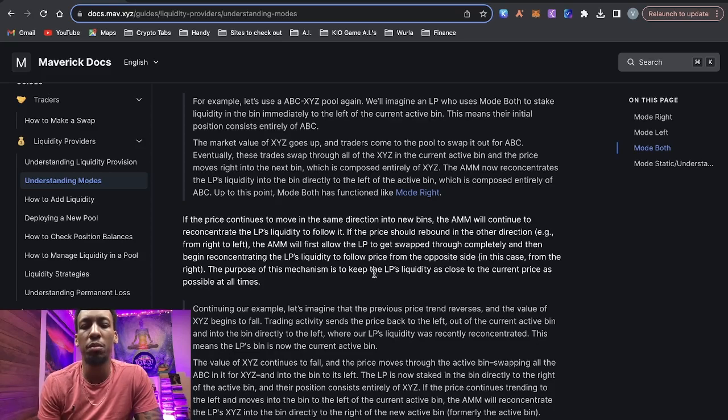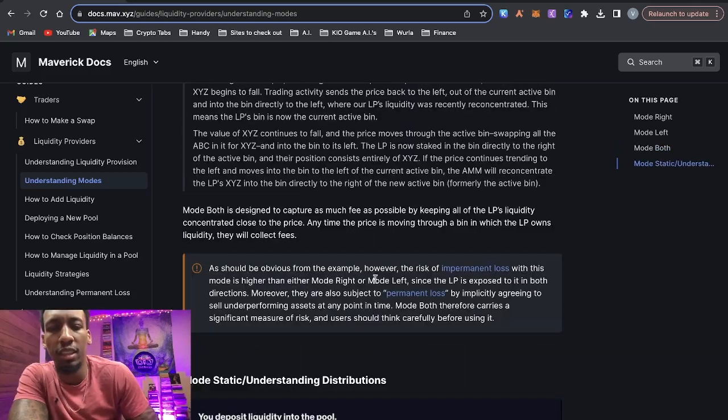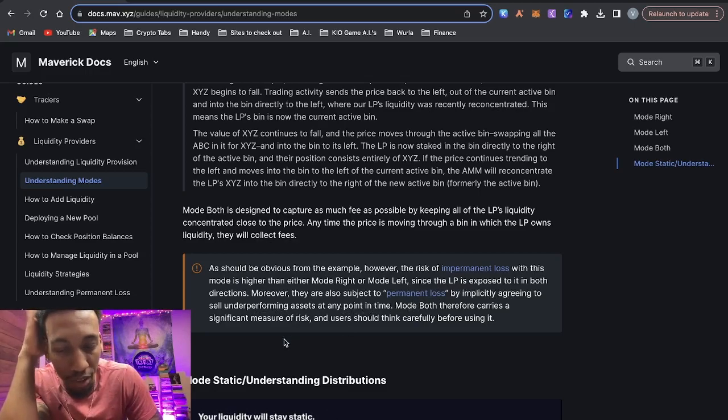The purpose of this mechanism is to keep the liquidity provider's liquidity as close to the current price as possible at all times. And it says here, the risk of impermanent loss with this mode is higher than either mode right or mode left, since the LP is exposed to it in both directions. Moreover, they're also subject to permanent loss by implicitly agreeing to sell underperforming assets at any point in time. Mode both can therefore carry a significant measure of risk.